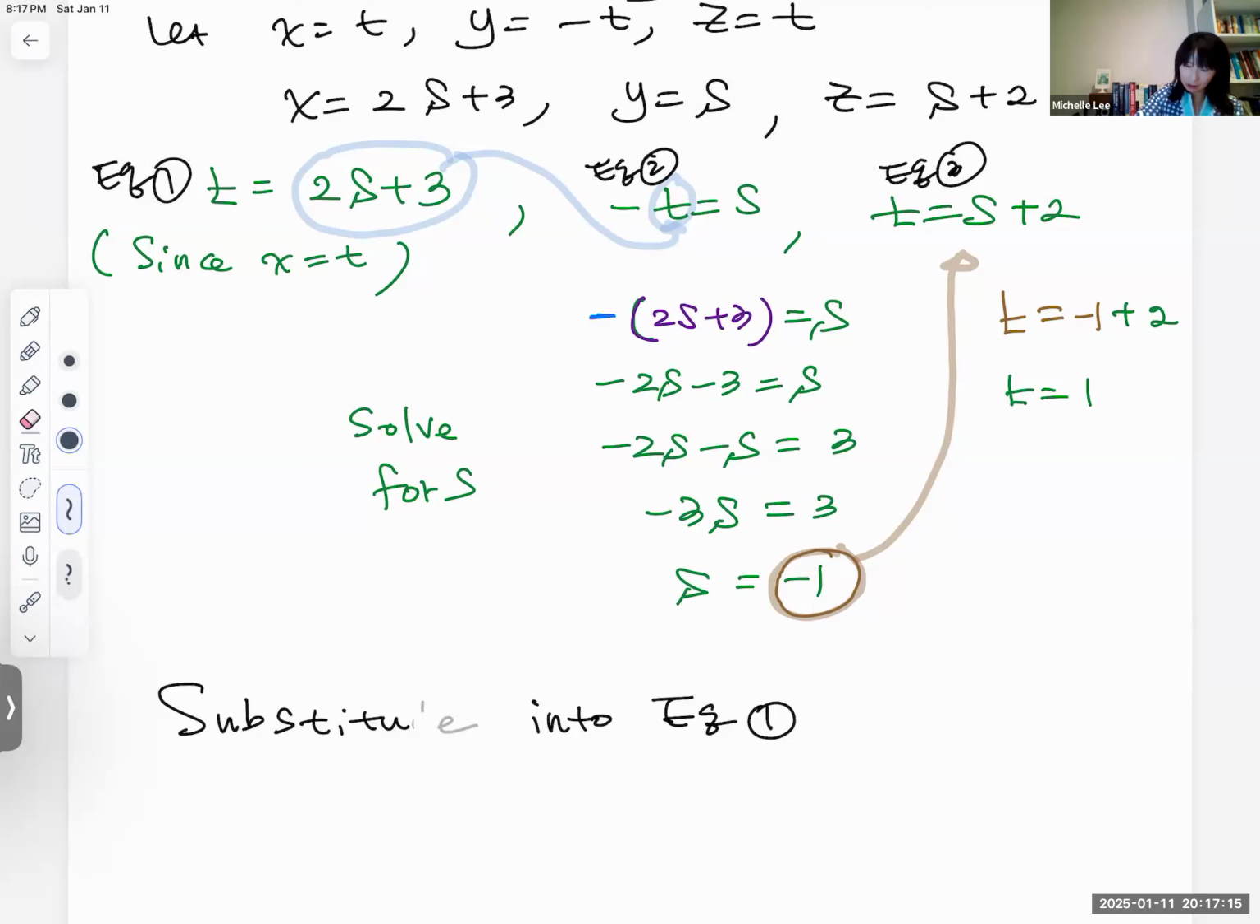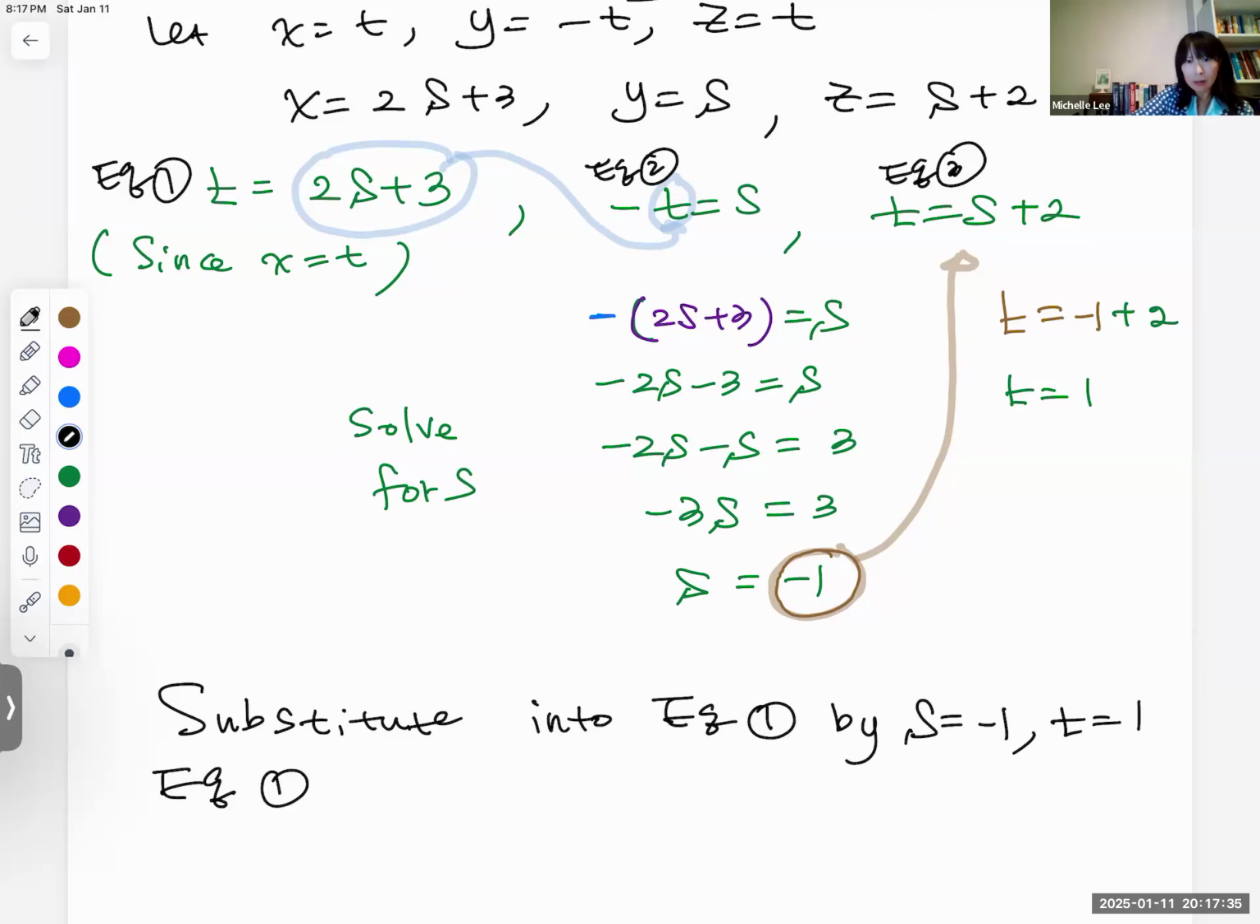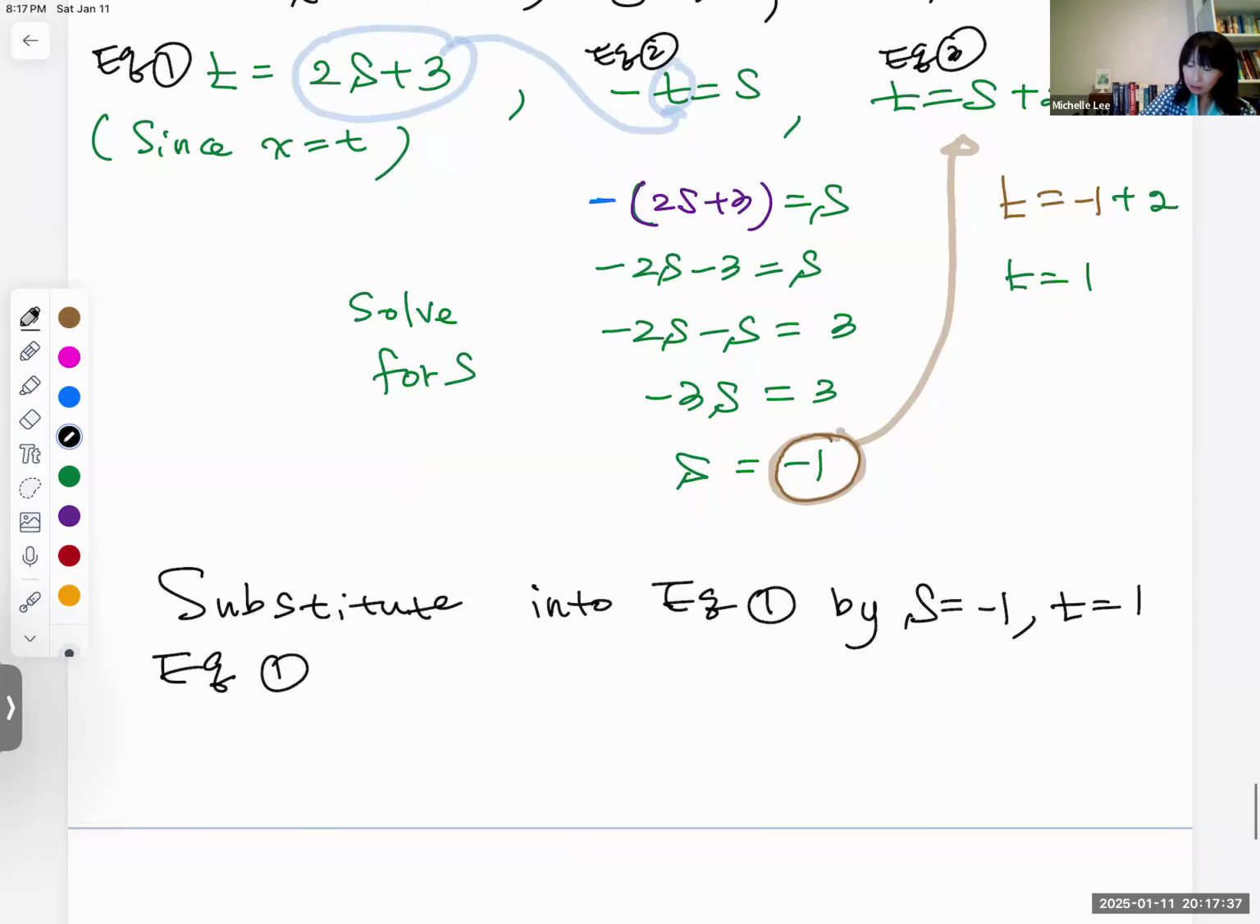Substitute s equal to negative 1 and t equal to positive 1, all right? Okay, so we have equation number 1, which is t equal to 2s plus 3. Okay, so let's check that.